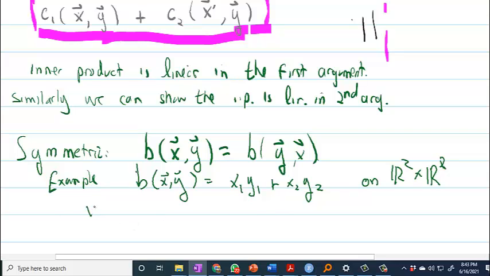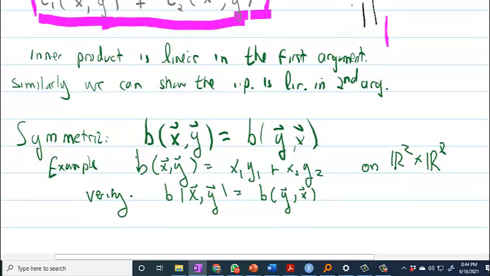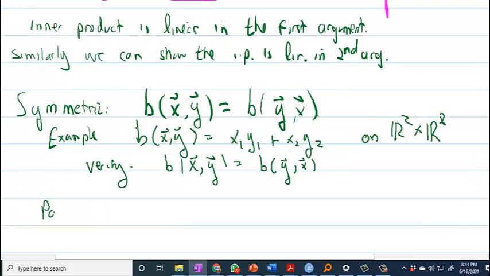So you can verify that b of x and y is equal to b of y and x. You can verify this. Because if I write x1y1, that's really the same as y1x1. x2y2 is the same as y2x2. So I really can exchange the x's and the y's without any change. So that's symmetric. The last property is positive definite.